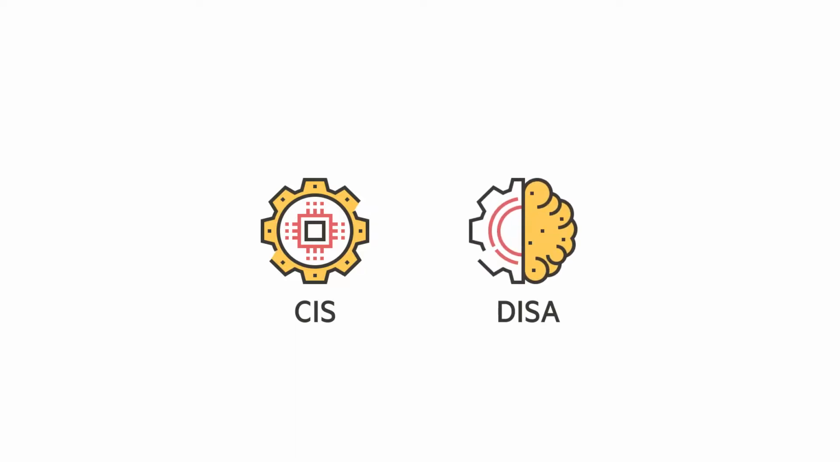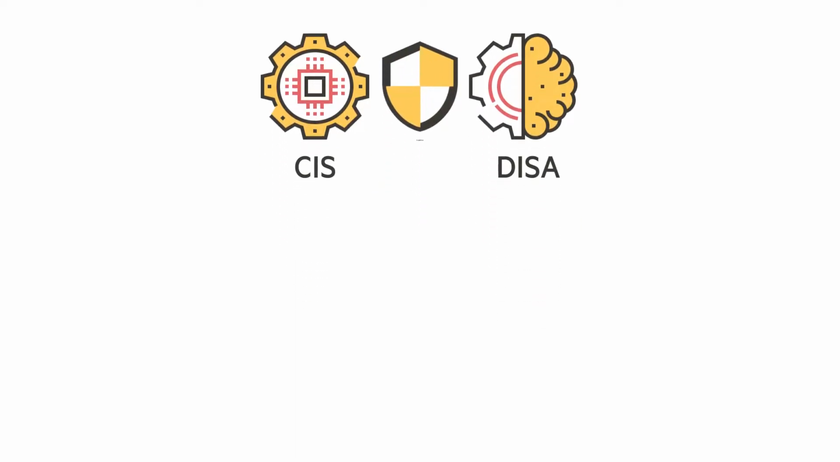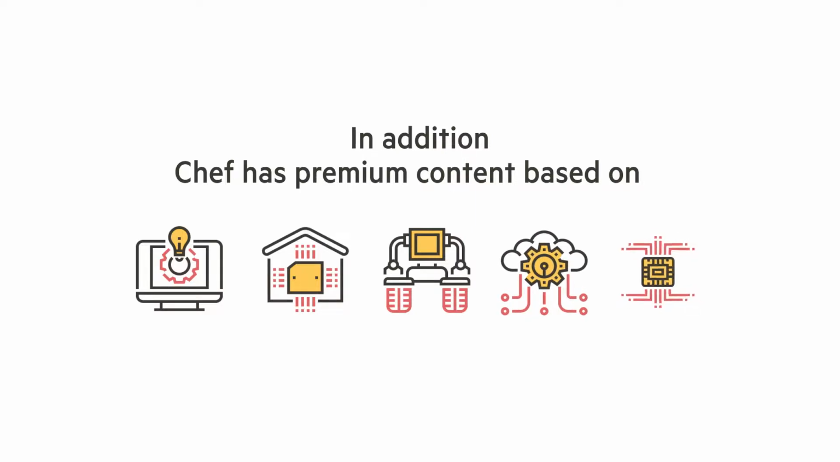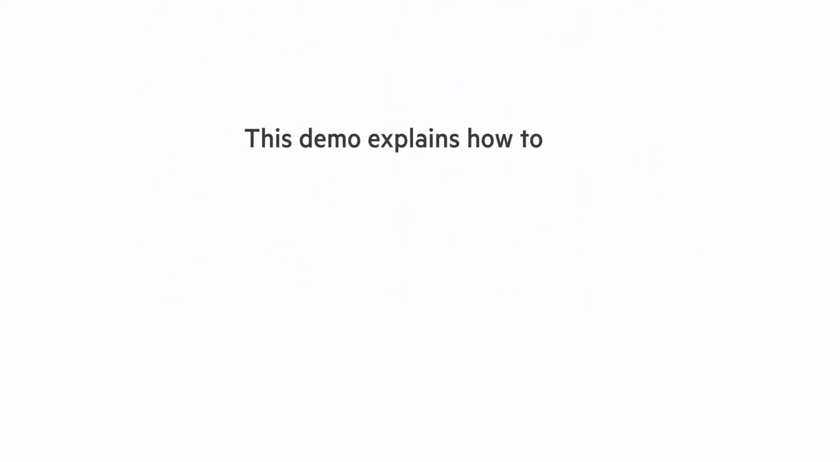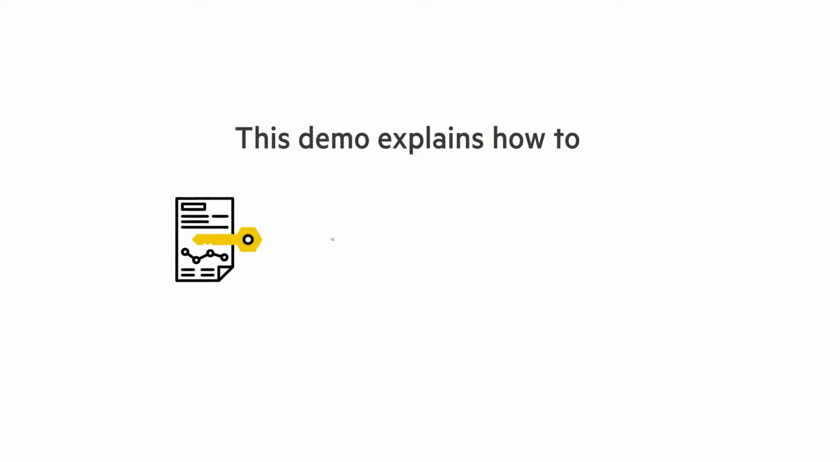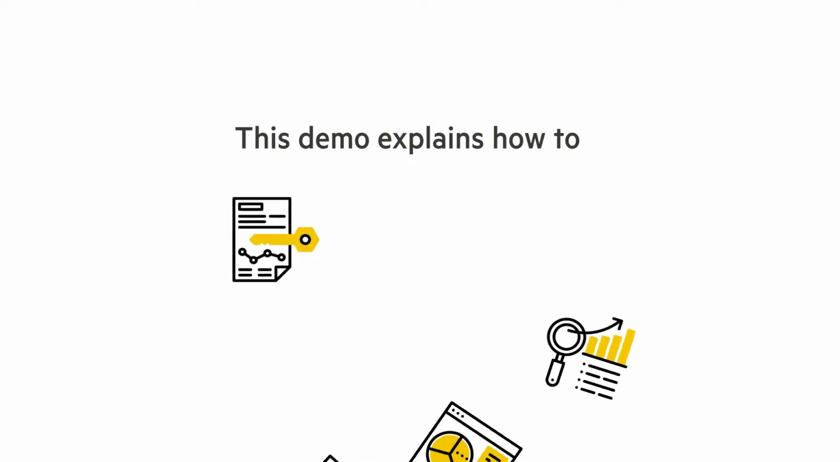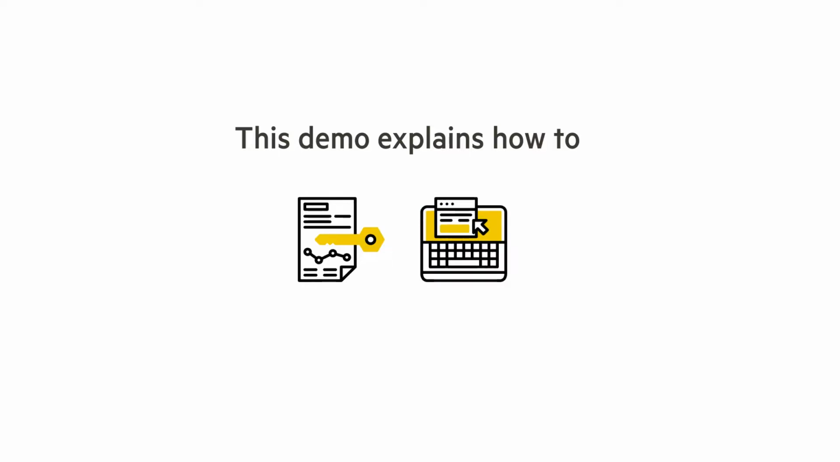Chef Premium Content delivers chef-curated content for compliance audits and remediation based on CIS certified or DISA security guidelines. In addition, Chef has premium content based on operating systems, databases, web server applications, cloud and container systems, and other applications. This demo explains how to run an audit scan on a raw node and how to consume the audit and remediation content. The key part of the demo is seamless access to audit and remediation content from email.